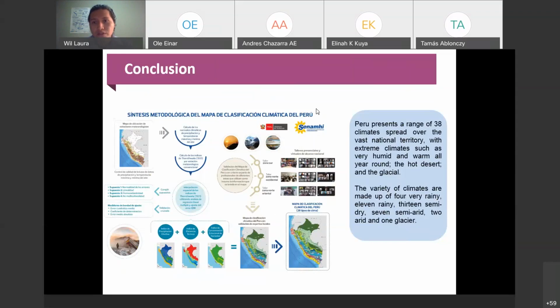With this classification map, we now see that Peru presents a range of 38 climates spread over the vast national territory, with extreme climates such as very humid and warm all year round, the hot desert, and the glacier. The variety of climates is made up of 4 very rainy, 11 rainy, 13 semi-dry, 2 arid, semi-arid, and 1 glacier. If we compare with the previous map, we now have 10 climates more. And that is all for this presentation. Thank you for your time.